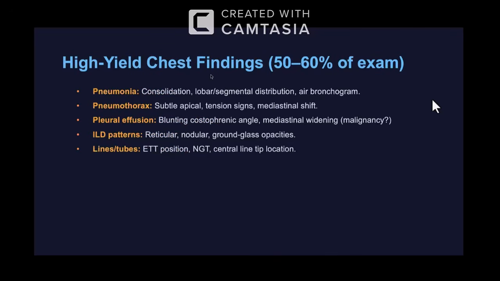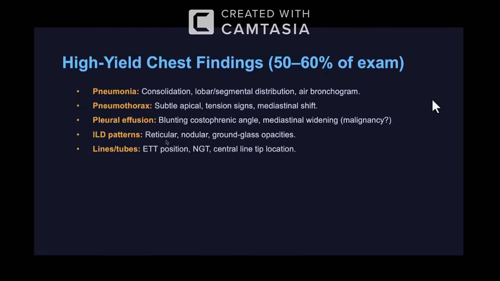So these are some of the high yield chest findings. Especially in pneumonia, talk about the consolidation, lobar or segmental pattern, and describe the air bronchogram. If you are seeing a pneumothorax, are there apical signs? Is it a tension type of pneumothorax? You have to describe the mediastinal shift pattern. Pleural effusion, blunting of costophrenic angles, and you have to talk about the mediastinal shift, and also mediastinal widening in cases of malignancies.